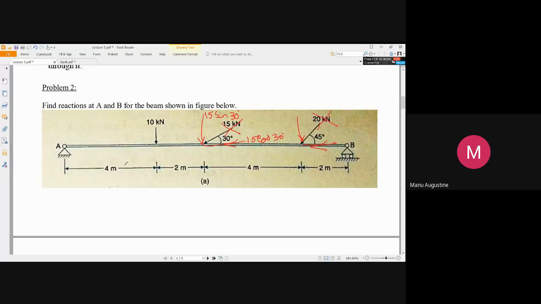Now, how many forces are being applied in this problem? 10 kilonewton vertical, 15 sine 30 vertical, and 20 sine 45 vertical. This is 20 sine 45. And this will be 20 cos 45.